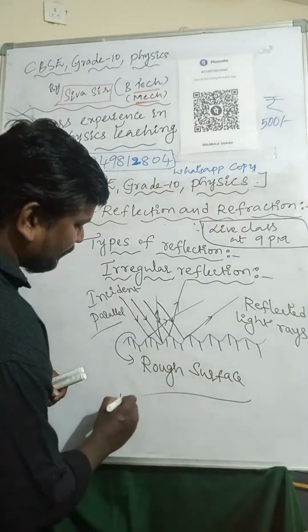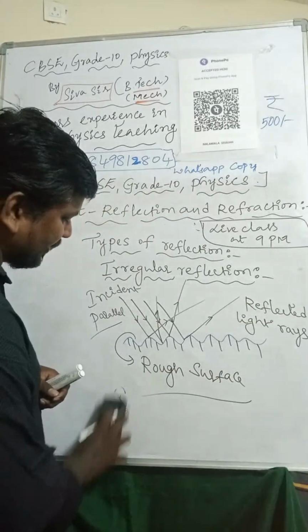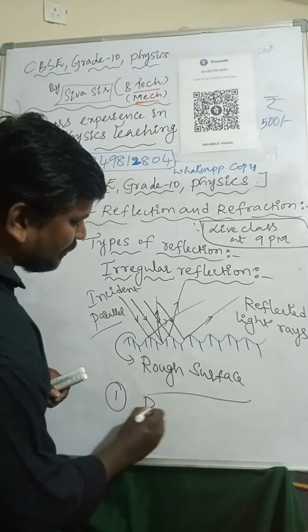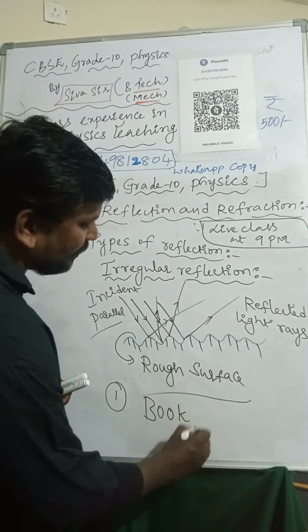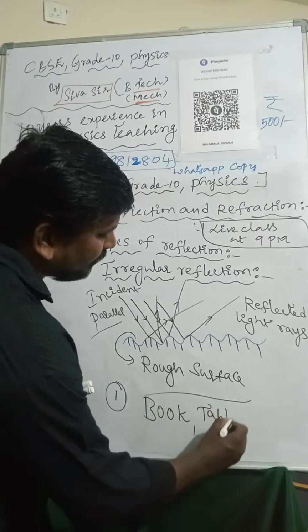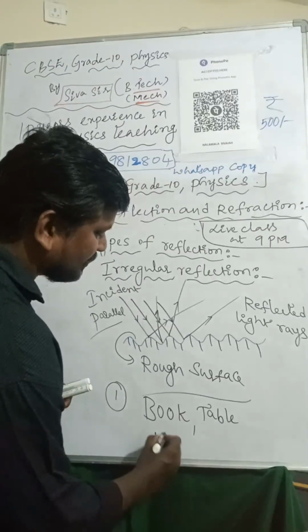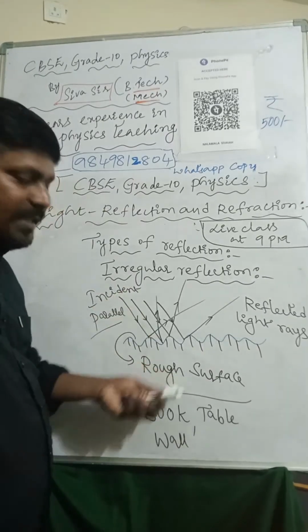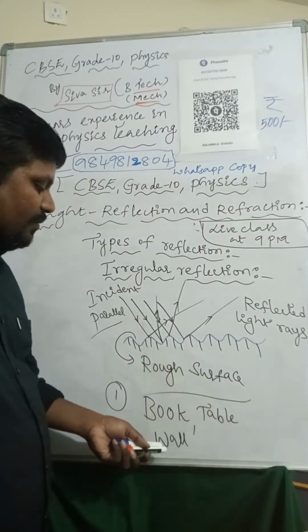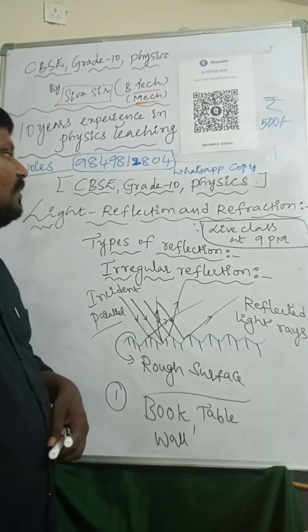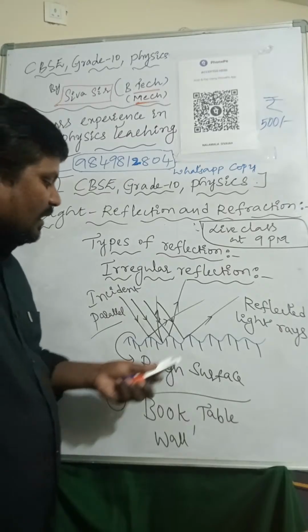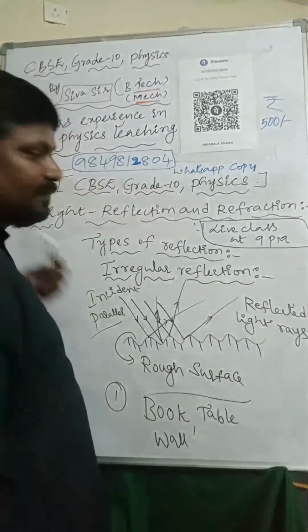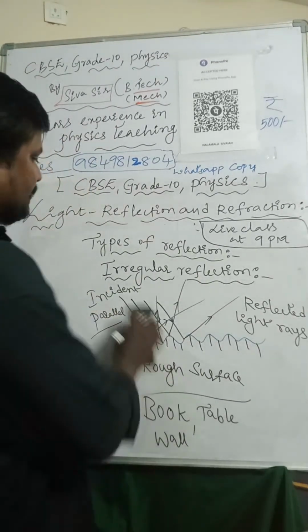Where does this reflection take place? On a book, a table, or a wall surface. Irregular reflection takes place on a book, table and wall, because these are rough surfaces. So now we will go to the next one. I hope it is clear to you, right? Yes.